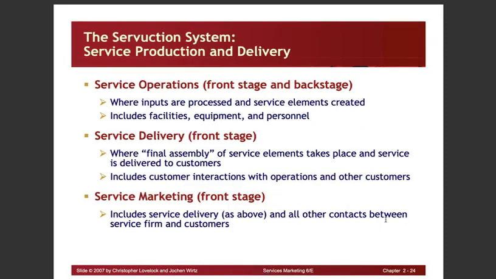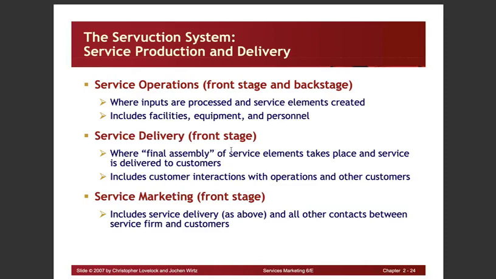Okay, and how about the service operations, delivery, and services marketing? This is called the service operations system, service production and delivery. It consists of the front stage and back stage, where inputs are processed and service elements created, including facility, equipment, and personnel. I have one example in a banking system. They have front stage and also backstage. Backstage deals with programming, analyzing data, and support system data, etc. And front stage deals with, for example, front office officers like tellers and customer service.